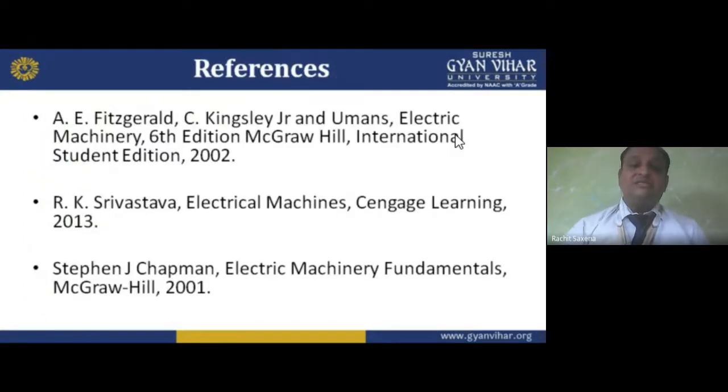Now, these are some reference books from which I took some material, and you can also read them. These are good books through which you can go and understand. In Siemens learning the electrical machine, the magnetic field is given in a very innovative way. So you can go through it. That is by R.K. Srivastava. You can understand about the magnetic field very easily in this.